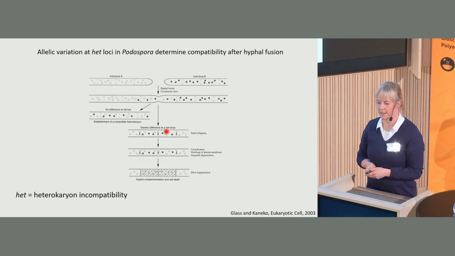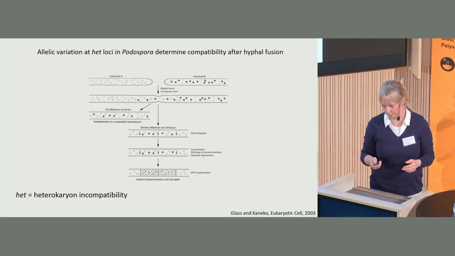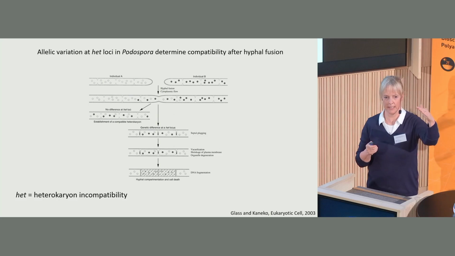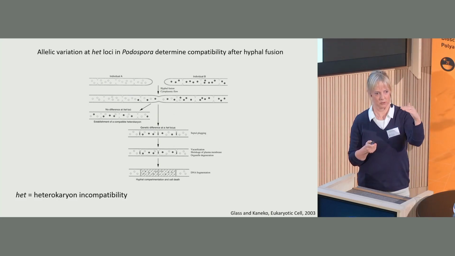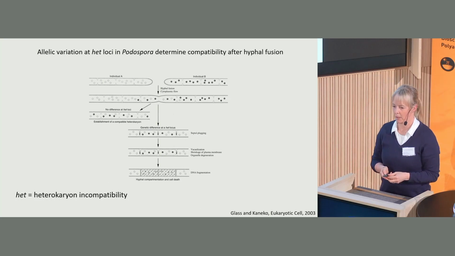But if there is a genetic difference at even a single het locus, that is enough for this phenomenon to kick in. The fungus closes the septa, the cell between the closed septa will die, and there will be hyphal compartmentalization and cell death, while the rest of the fungus will move on as if nothing happened. It's the allelic interactions at those het loci that determine whether you're compatible or not at this stage.